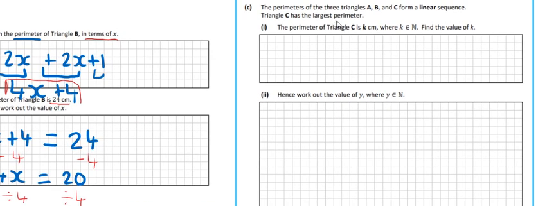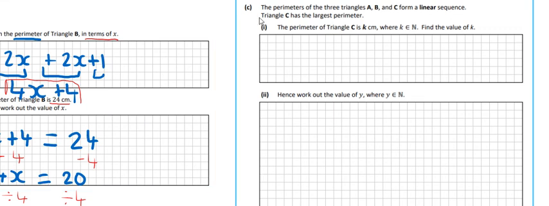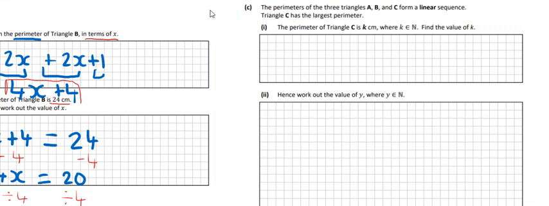The perimeters of the three triangles A, B, and C form a linear sequence. So triangle C has the largest perimeter. The perimeter of triangle C is k centimeters, where k is an element of a natural number. So k has to be a whole number, a positive whole number. Find the value of k.